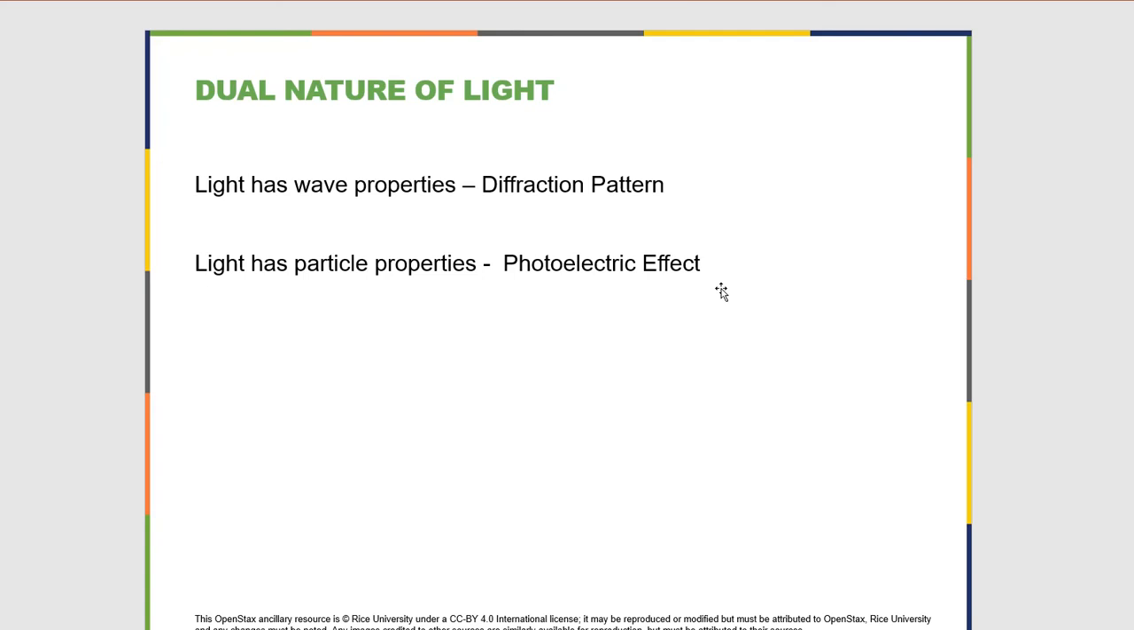Again, why this is important in chemistry is because electrons can also have particle properties and can have wave properties. And after we discuss where light comes from in the next section, we'll come back to this idea and we'll talk a little bit about the particle and wave properties of electrons.